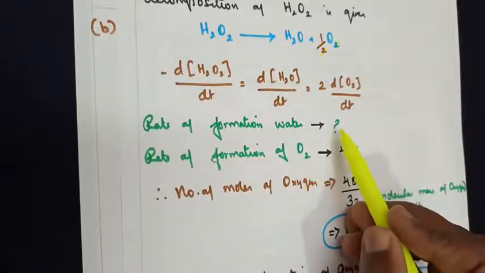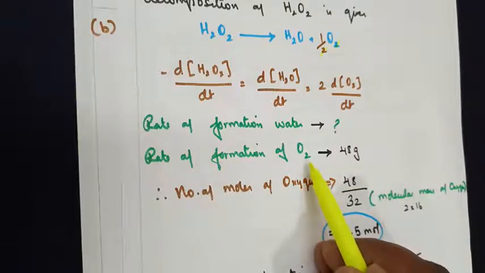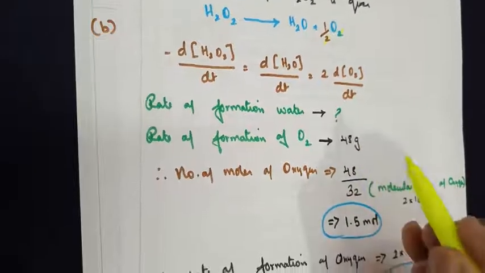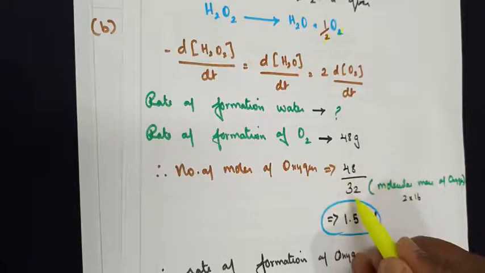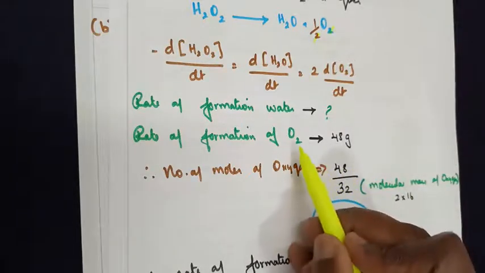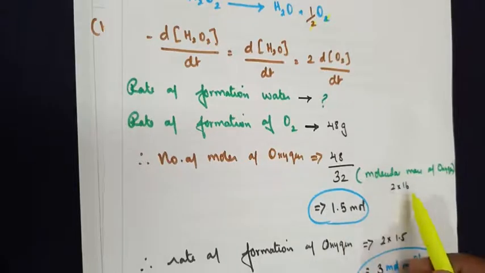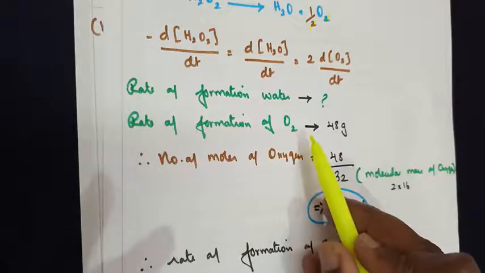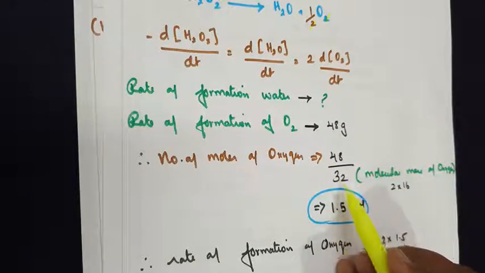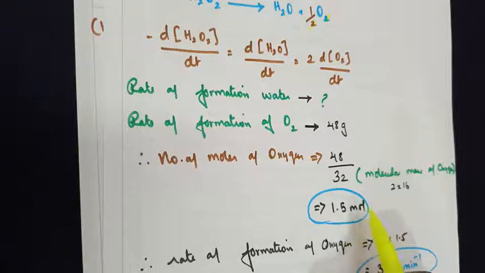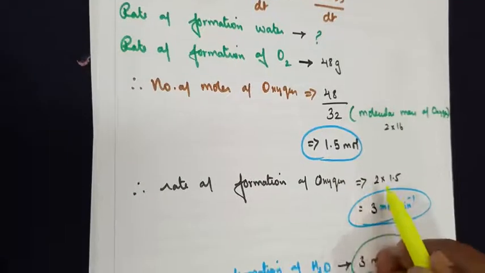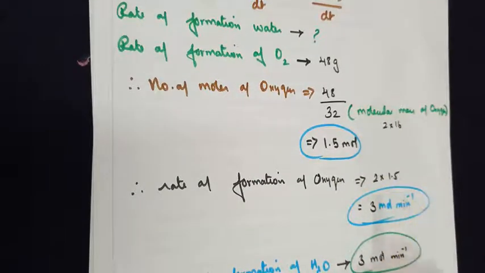Rate of formation of water is asked there. Rate of formation of oxygen is given, as I told you, in terms of gram. Nothing to do, little ones. The given answer you divide by the molecular mass of the particular element they have given. Now oxygen atomic weight is 16. Oxygen molecule, how many atoms are there? 2. So 2 into 16 gives you 32. So 48 divided by 32, you get 1.5 mole. So how many oxygen atoms are there? 2. So 1.5 into 2 gives you 3 moles per minute.